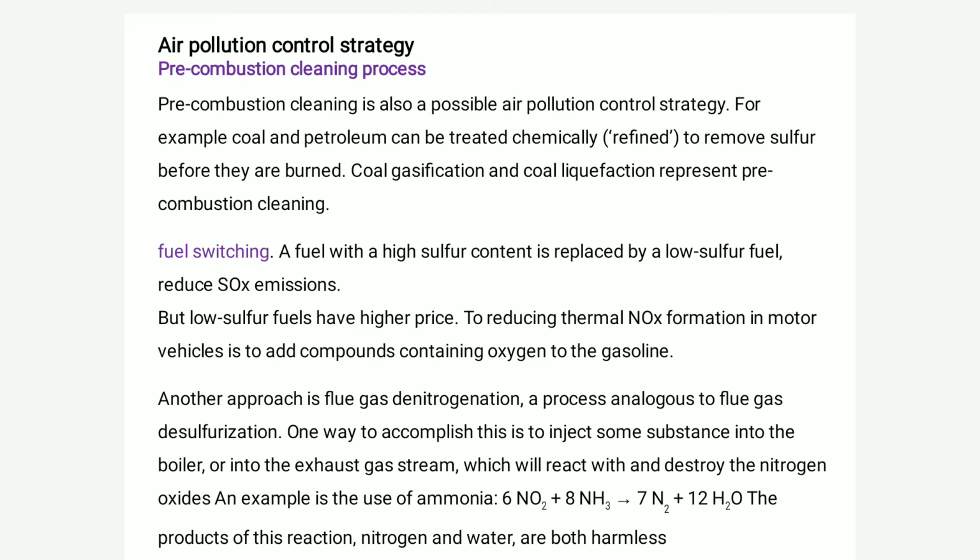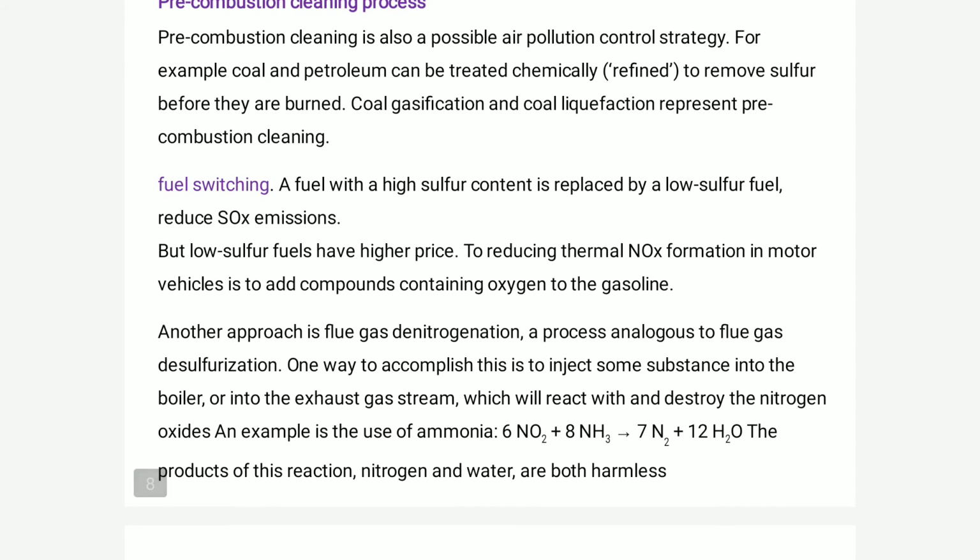Fuel switching. A fuel with a high sulfur content is replaced by a low sulfur fuel to reduce the SOx emissions. But low sulfur fuels have higher price. To reduce thermal NOx formation in motor vehicles, compounds containing oxygen are added to the gasoline.